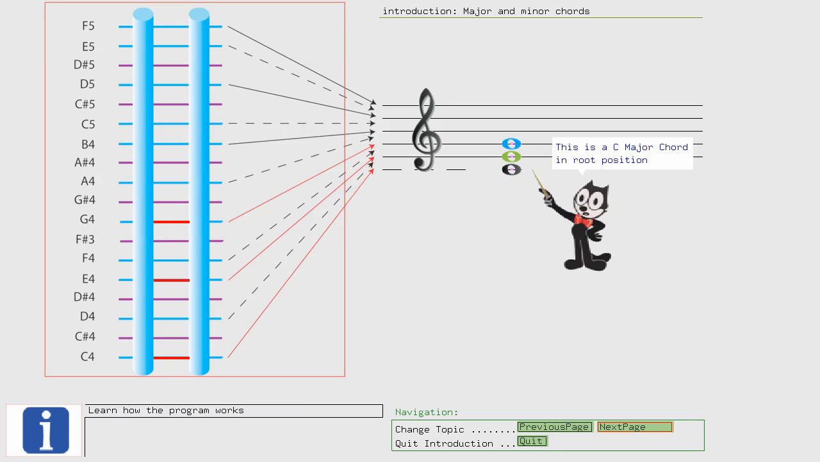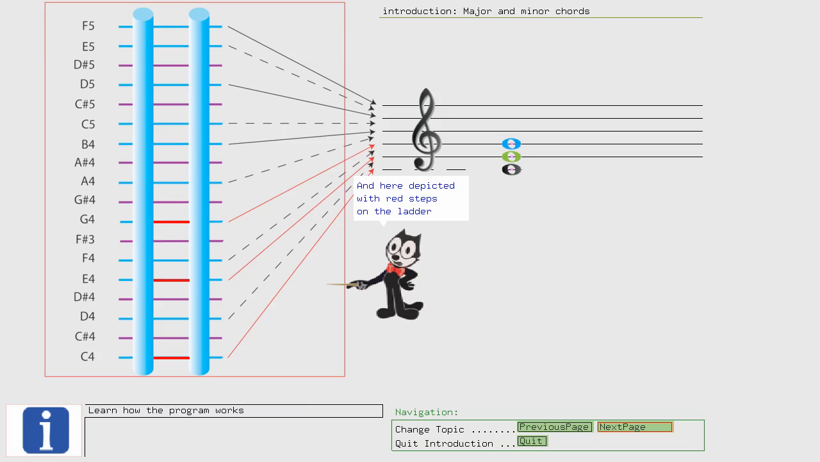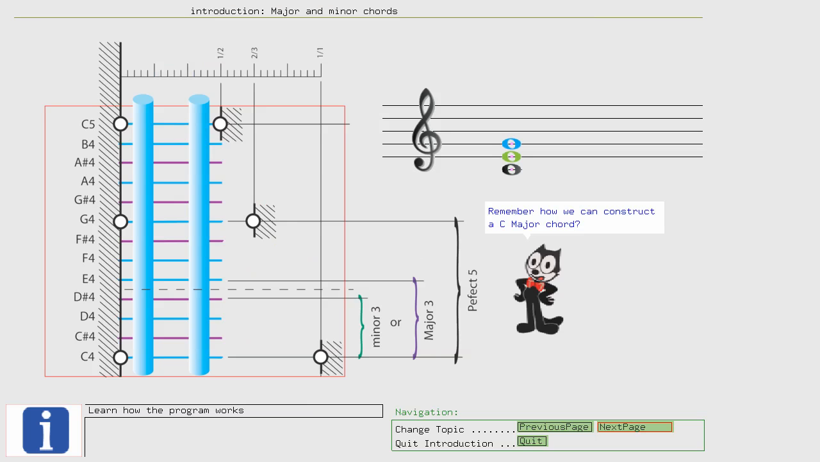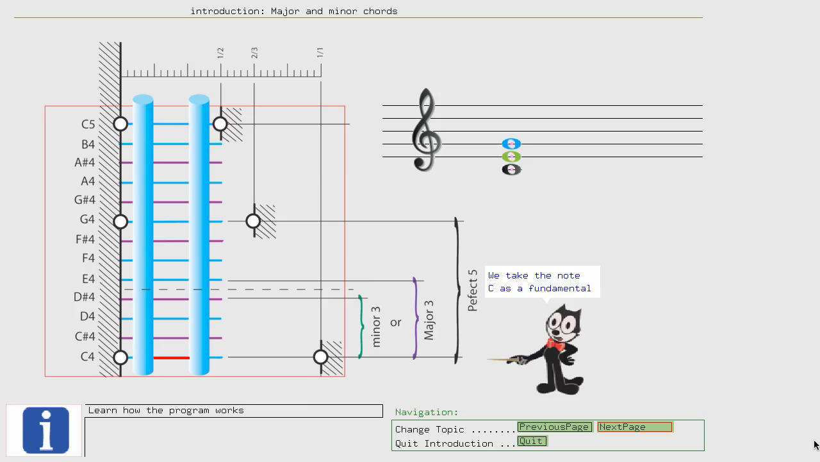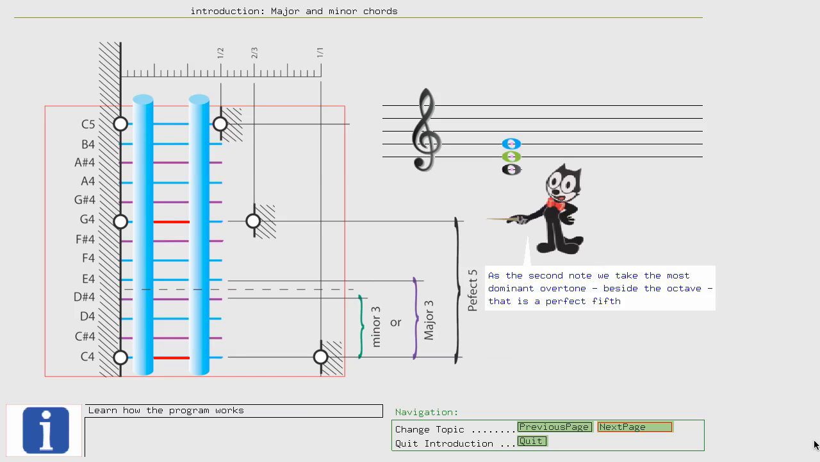This is a C major chord in root position, as displayed on the staff, and here depicted with red steps on the ladder. Remember how we can construct a C major chord? We take the note C as a fundamental. As the second note, we take the most dominant overtone besides the octave, that is a perfect fifth.